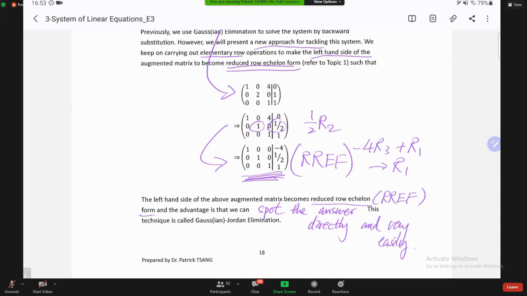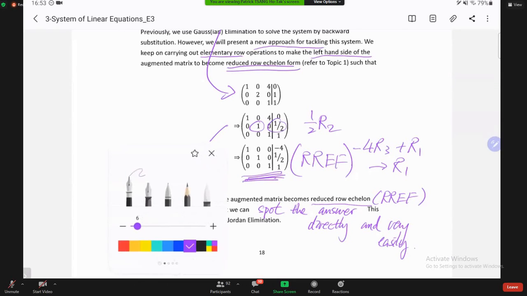It is more preferable because the advantage is that we can spot the answer directly, right? Just like the current case. So I hope you guys will understand the logic why I introduced REF first, and until here I just introduced RREF. And then I see there's a question from the chat room, and I'm super happy and appreciate the classmate answering the question for us.